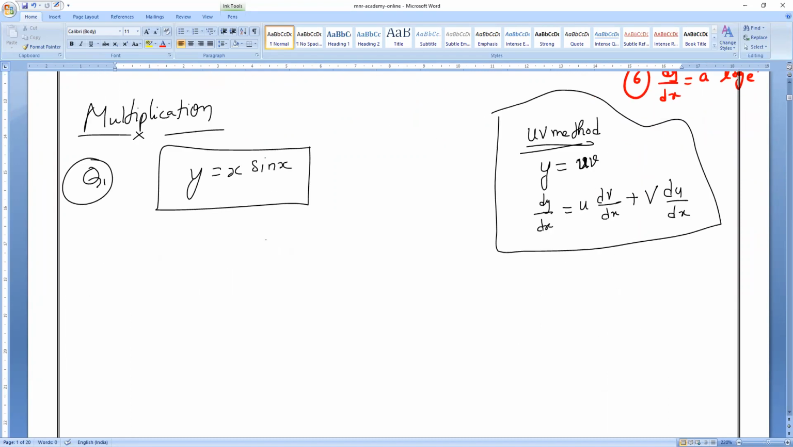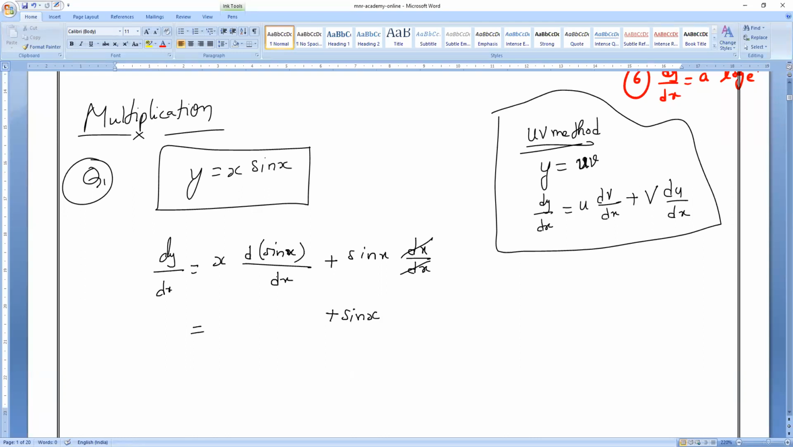That's all. So same way here, you tell me what will come. dy by dx means first you take whatever it is, x or sin x, your choice. So let me take x first. So x into d of sin x divided by dx, plus next, sin x into dx divided by dx. So dx divided by dx, dx will get cancelled, so sin x will come.